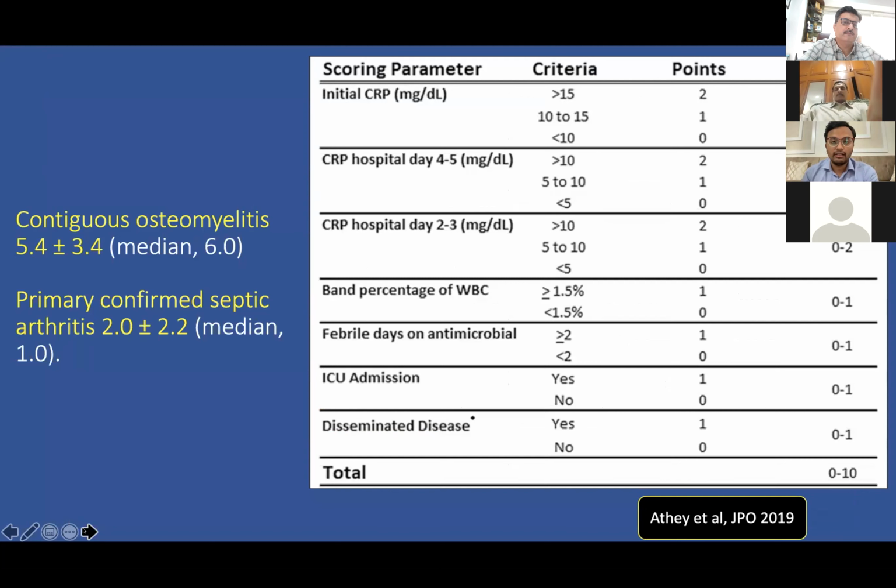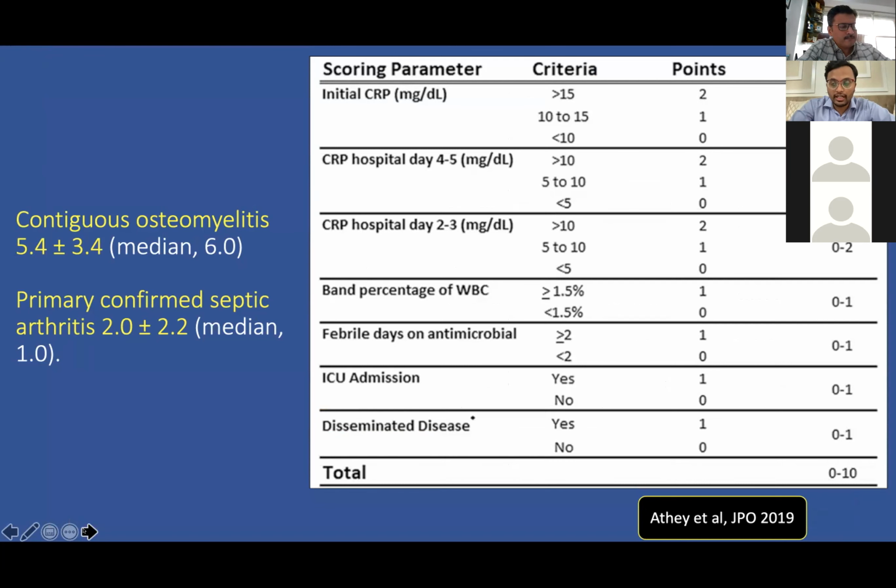So this is the scoring parameter which they gave in the paper, which was published in JPO 2019, where these parameters were divided into mild, moderate, and severe. These parameters are basically useful to look for the child who needs an NICU admission and who requires long-term follow-up to look for any sequelae. So this parameter is useful in our clinical practice also.